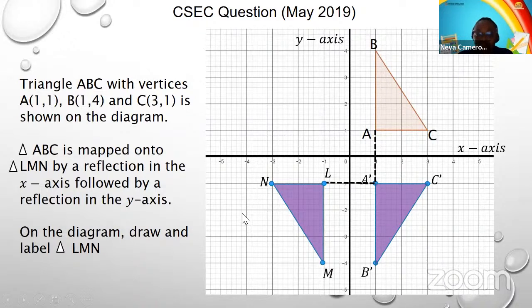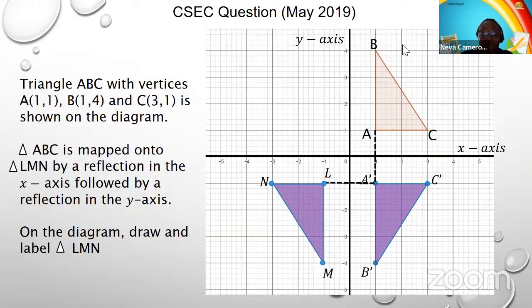Now my question to you, what if the second reflection was not there? What would this look like? What would this double reflection look like for you? So the question didn't ask us that, but I just want to take it a bit further. When you look at ABC and LMN, if we were to fold it and I ask you for the mirror line that will cause ABC to map onto LMN, what would that line of reflection be?